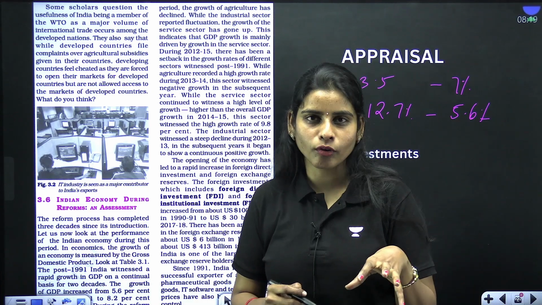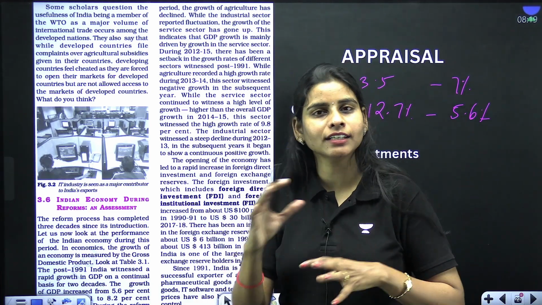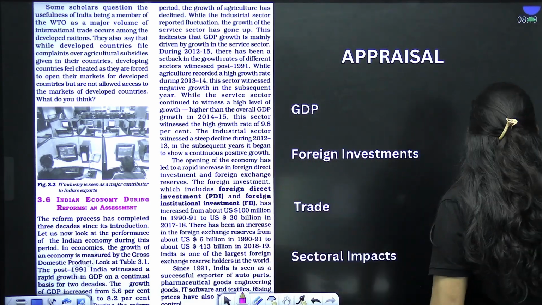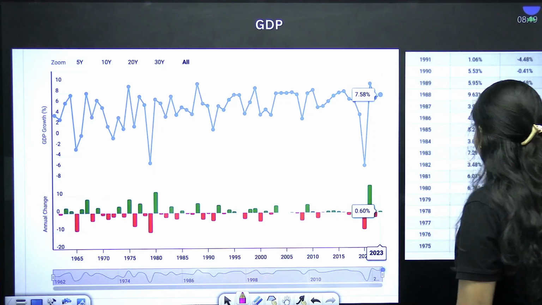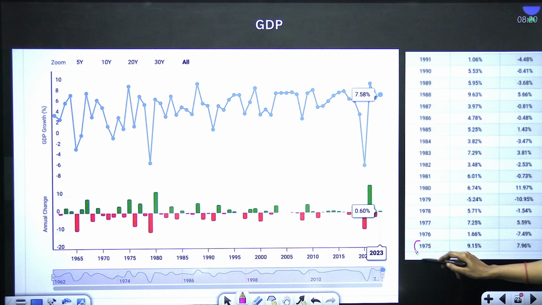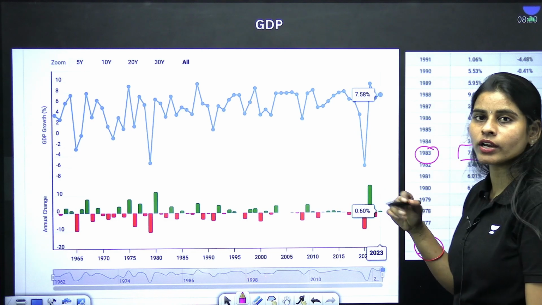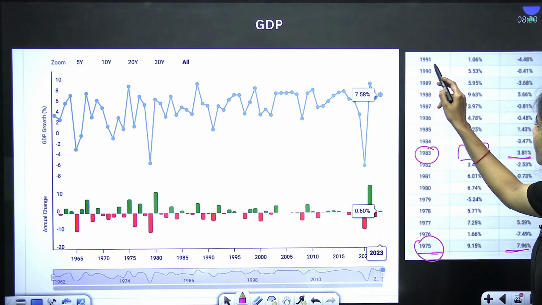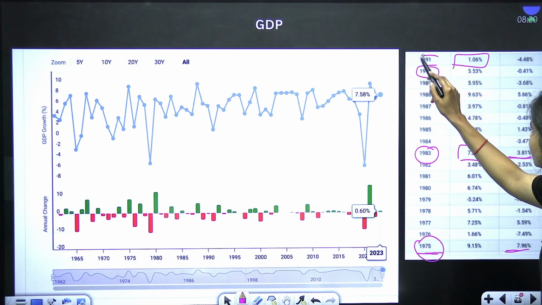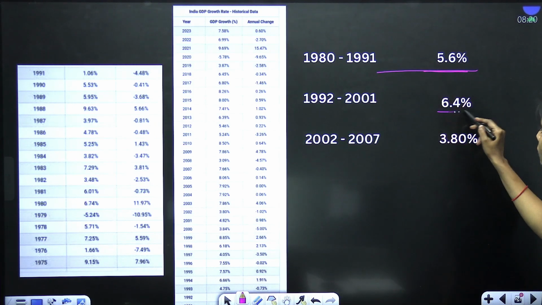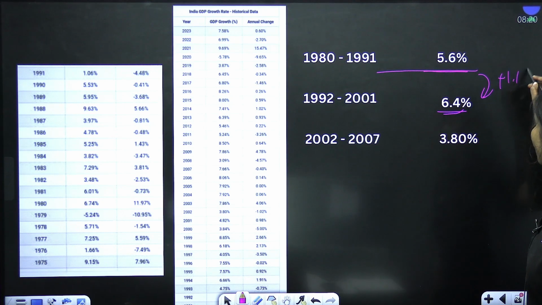We also had some issues. So first let's start with the issues, and then we will go back to the positive things favored by these LPG reforms. Let's start with GDP. Of course, we can see that the GDP of India in the year 1975 was growing at the rate of 7.9%. But then in 1983, the GDP was growing at the rate of 3.8%. And after the reform period, in the year 1991, the GDP of India was growing from 5.6% to 6.4%, an increase of 1.1%.